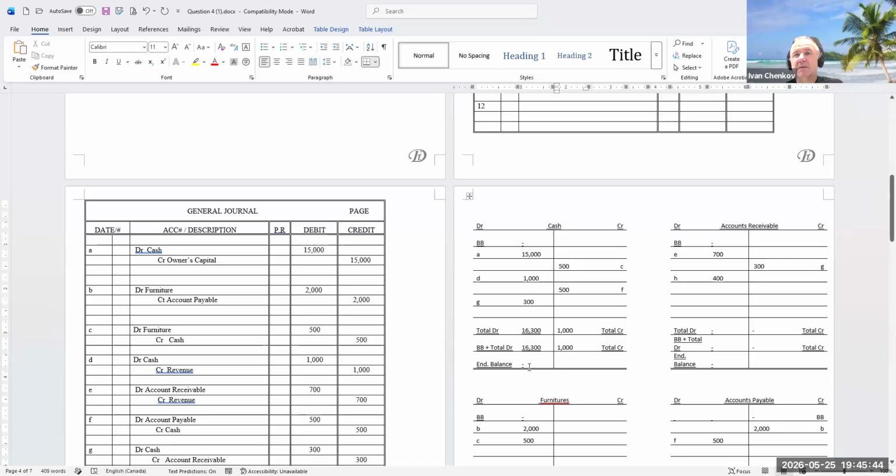So the ending balance in this case for this account is gonna be beginning balance plus the debit minus the credit, which is 15,300 cash left in the company.